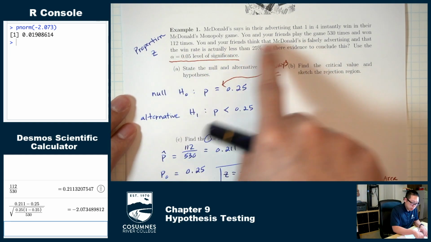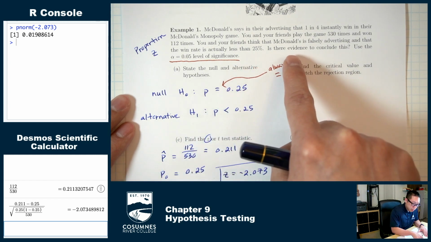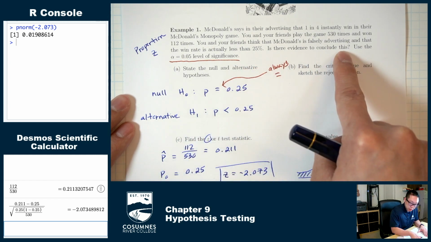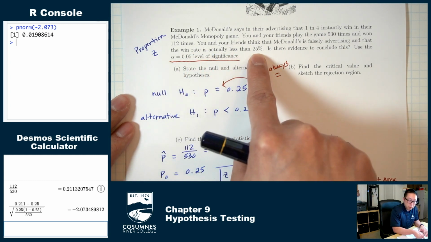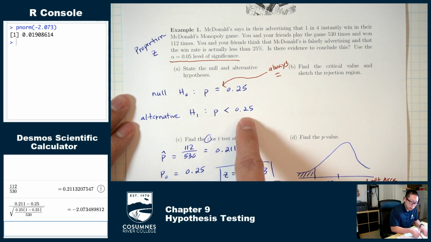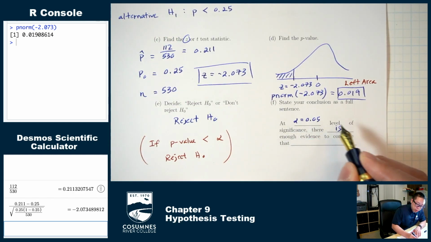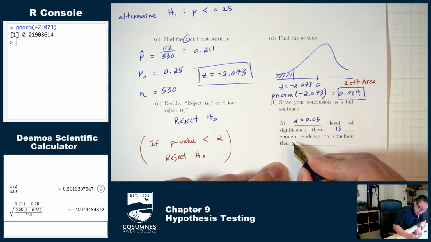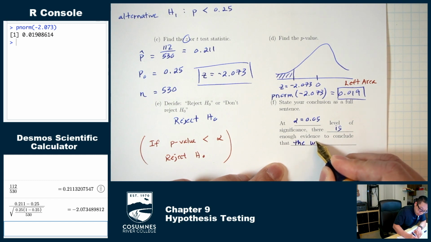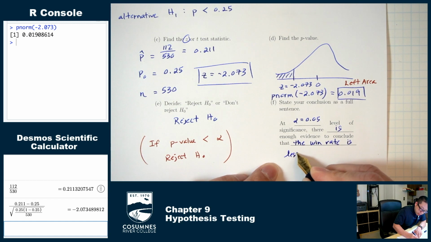Or you can get it from the sentence in the question in the problem. Right? The question is saying, is there evidence to conclude this? This is that the win rate is actually less than 25%, which is what this is saying, right? The win rate is less than 25%. So at alpha equals 0.05 level of significance, there is enough evidence to conclude that the win rate is less than 25%.